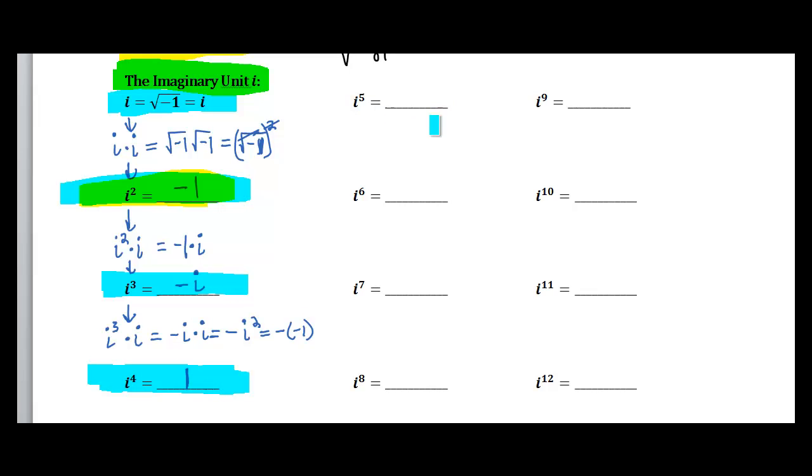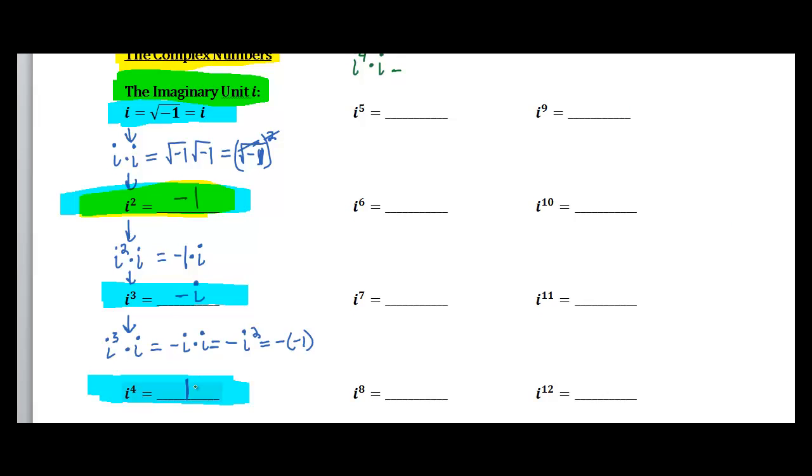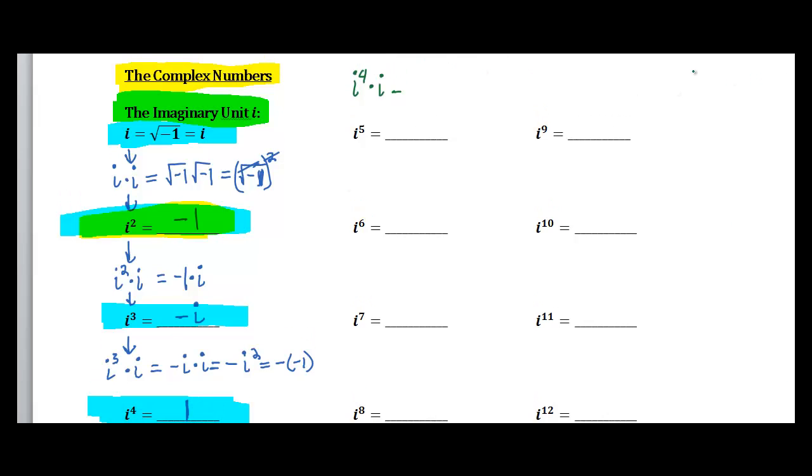Now I'm going to go to i to the fifth power. For me to get to i to the fifth power, all I have to do is take i to the fourth and multiply it by i. Well, from before, i to the fourth is the same thing as 1. So i to the fifth power is going to be 1 times i, which is i. So that's another one. You don't necessarily have to memorize that one.